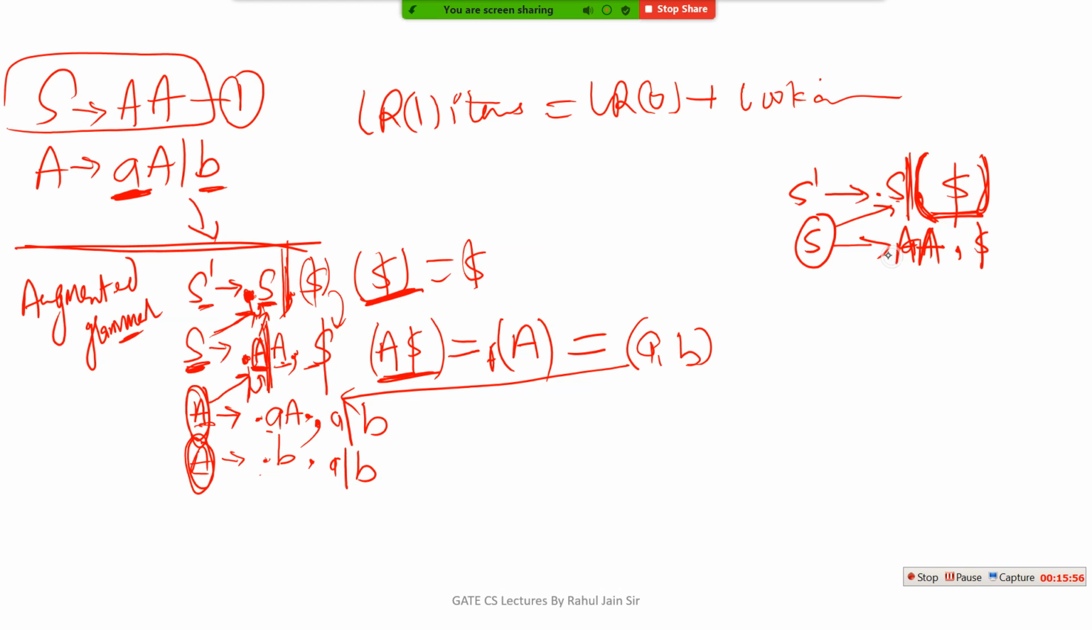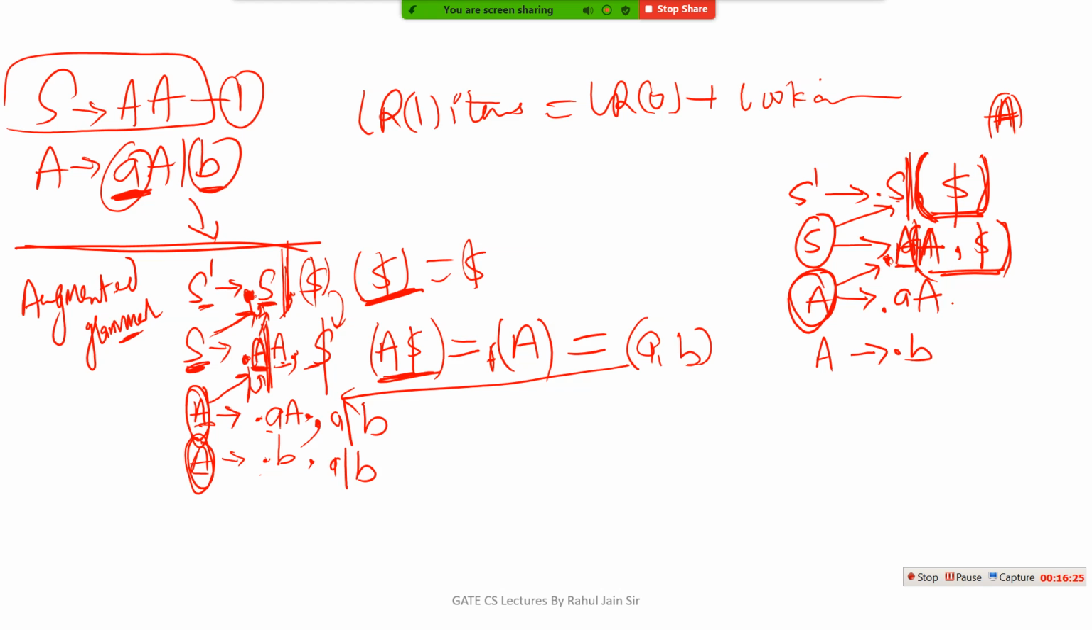Now there is a dot before this A, so I will take the transition of A here. The look ahead of A will be determined from the previous step. After traversing this A, I am left with only A and dollar, and first of A dollar is nothing but first of A. First of A is a and b. So the look aheads of A are a and b. Guys, is it clear or not now? Tell me, is it clear how to calculate look aheads?